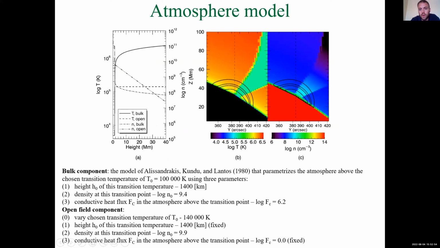And here on the right, I'm showing the profiles at a cross section of this sunspot. So for temperature, you see that you have the hot bulk component, like your regular atmosphere, going up to several million degrees, and the cold plasma along the open field lines. In terms of density, my model finds that the density is increased along open field lines in the lower atmosphere and then rapidly decreases with respect to the surrounding bulk atmosphere.